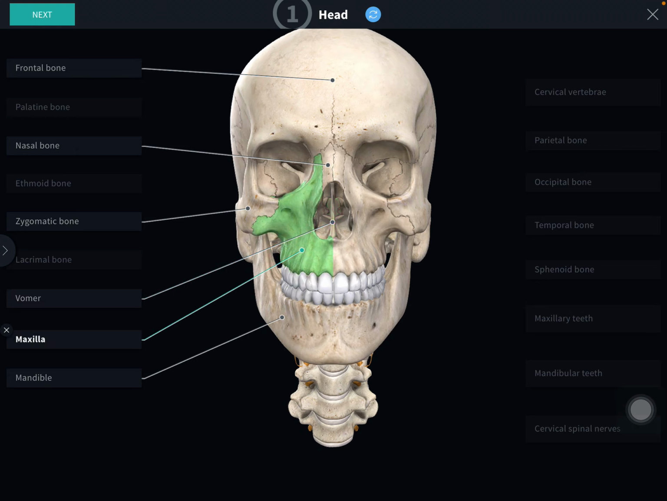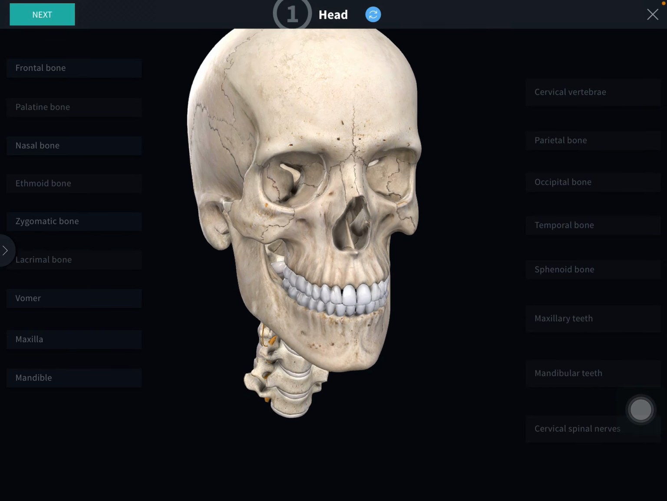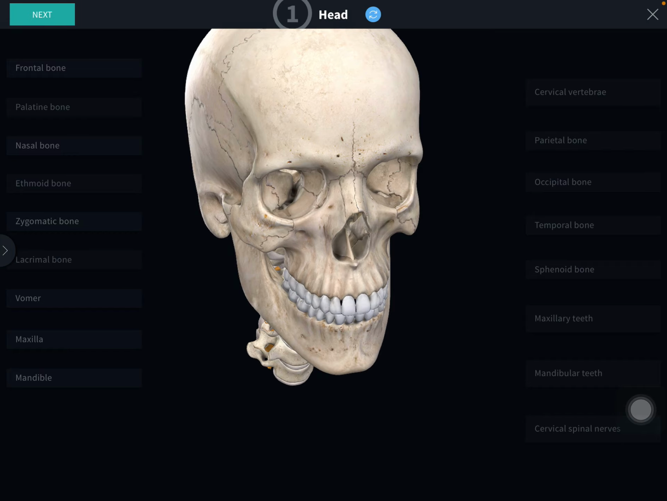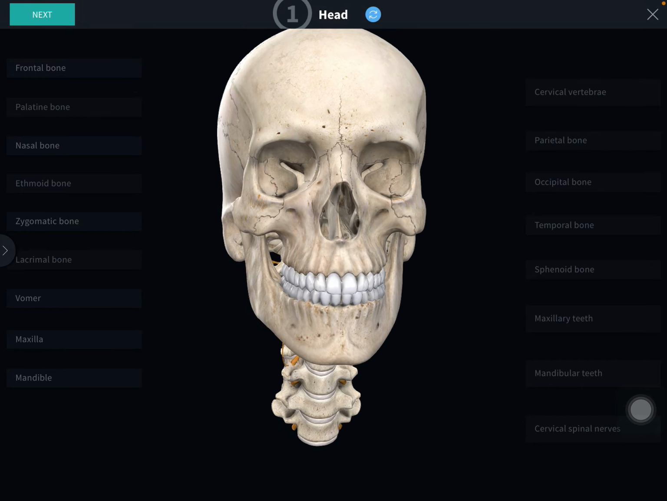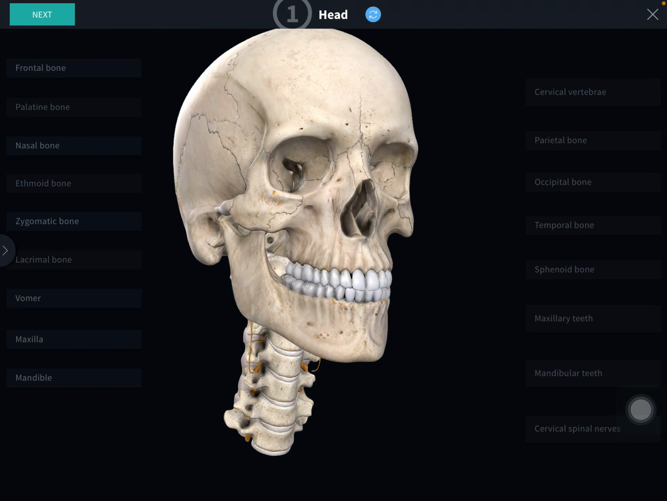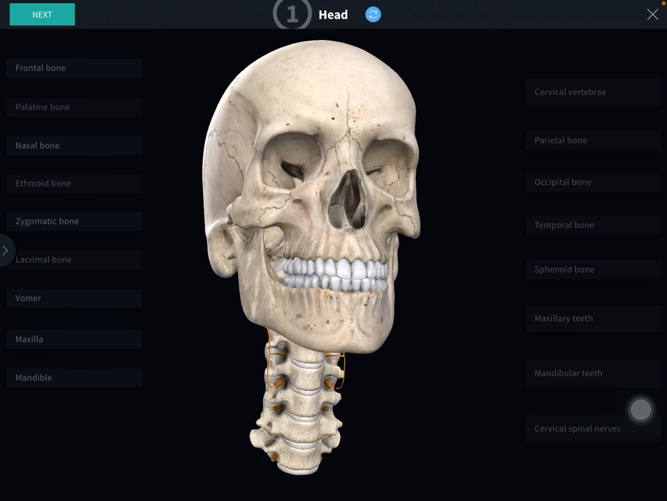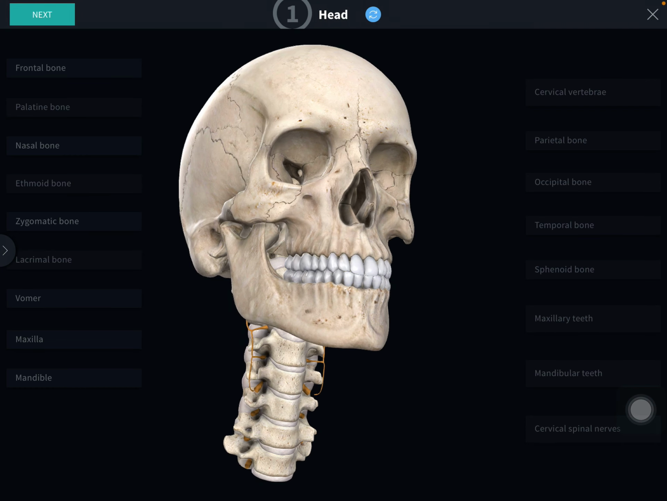This is the maxilla, which has the maxillary air sinus, and you can see it forms the medial margin of the orbit and part of the floor of the orbit. It articulates with the nasal bone, and it has two processes: the frontal process, which articulates with the frontal bone, and the zygomatic process, which articulates with the zygomatic bone. It also has the alveolar process, which has the upper jaw teeth.